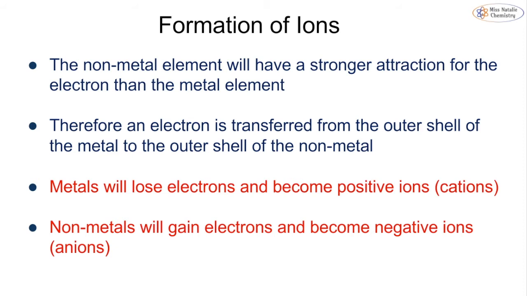And this happens because the non-metal element is going to have a stronger attraction for the electron than the metal element. So the non-metal is going to take the outer electron away from a metal and transfer it into the outer shell of the non-metal. So metals will lose electrons and they will become positive ions, which are also known as cations. And non-metals will gain electrons and they will become negative ions, which are also known as anions.